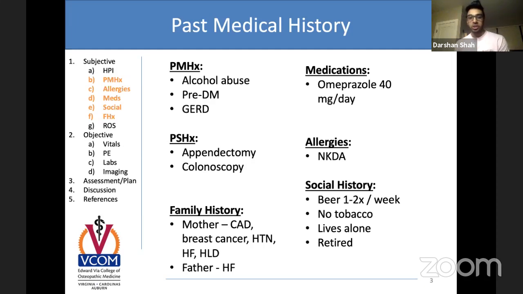Allergies, no known drug allergies. And then social history, he would drink 1 to 2 beers a week, does not smoke, he lives alone, and he's retired. So nothing that really points us into kind of his HPI.